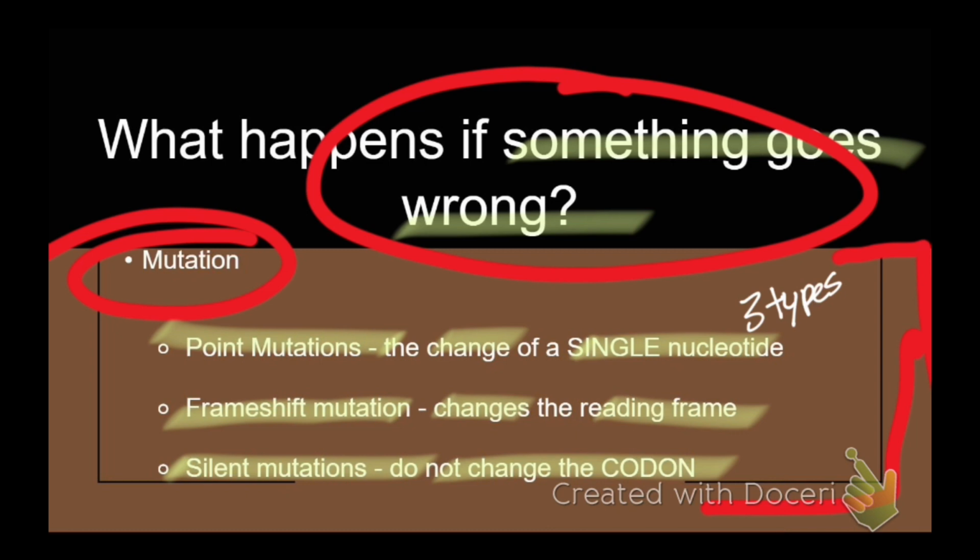Point mutation, change in 1 nucleotide. Frame shift, change in the reading frame. Silent mutation does not change the codon. So a letter may change, but it didn't change the output.